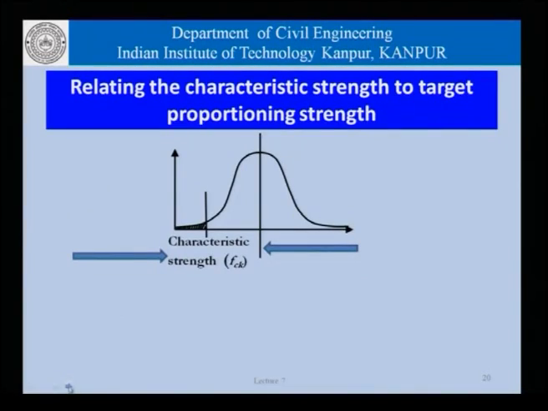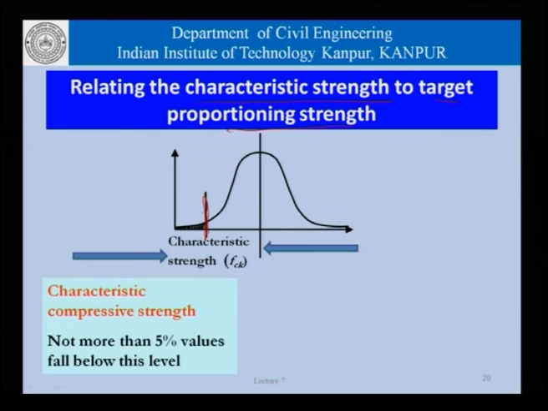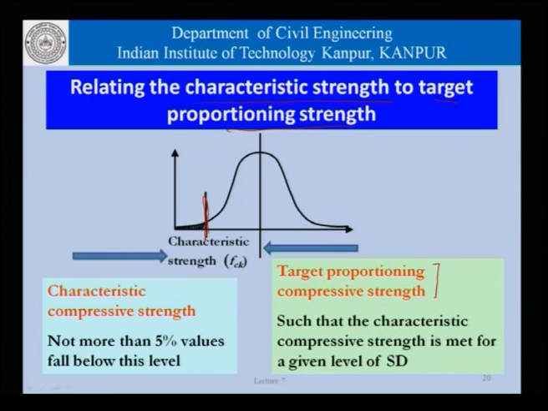So, once again, now let us try to understand how to relate the characteristic strength to the target proportioning strength. In order to get this characteristic strength, that is the strength below which not more than 5% of the specimens are allowed to fall, a designer works with a target proportioning compressive strength such that the characteristic compressive strength is met for a given level of standard deviation. So, basically what we need to do is to have this characteristic strength value, and we should target our proportioning exercise. That is, the concrete should be proportioned in a manner that it gives you a mean strength which is much higher than the characteristic strength.